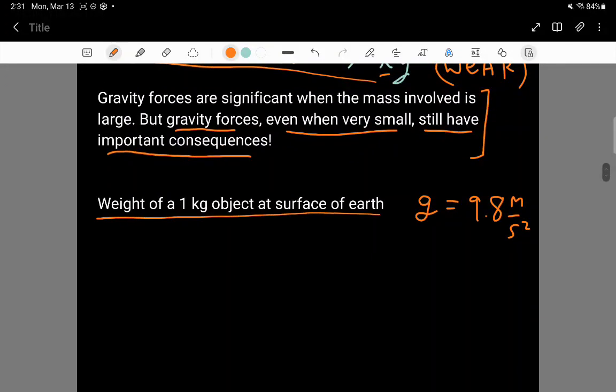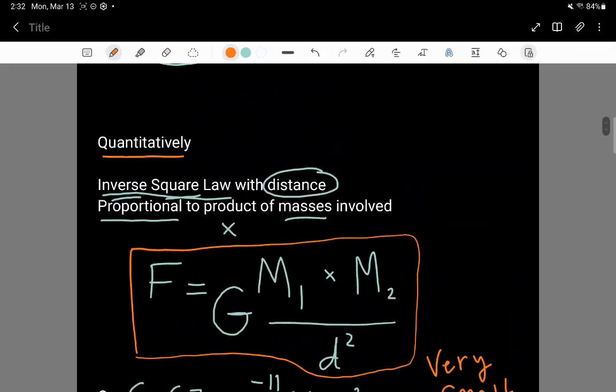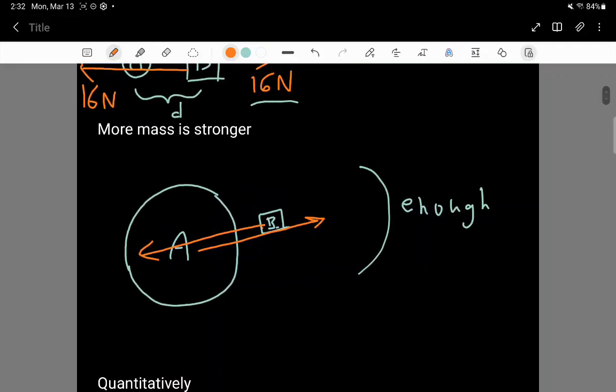Let's calculate, or let's sort of do the research of figuring out how to calculate what's known as the weight force of a 1 kilogram object, so this is the mass of an object, located at the surface of the Earth. So let's draw a picture. I'm going to draw a picture that's similar to this picture here.